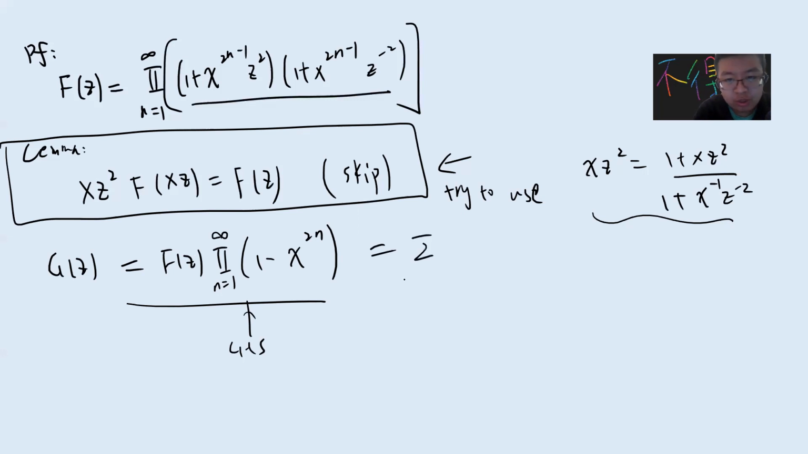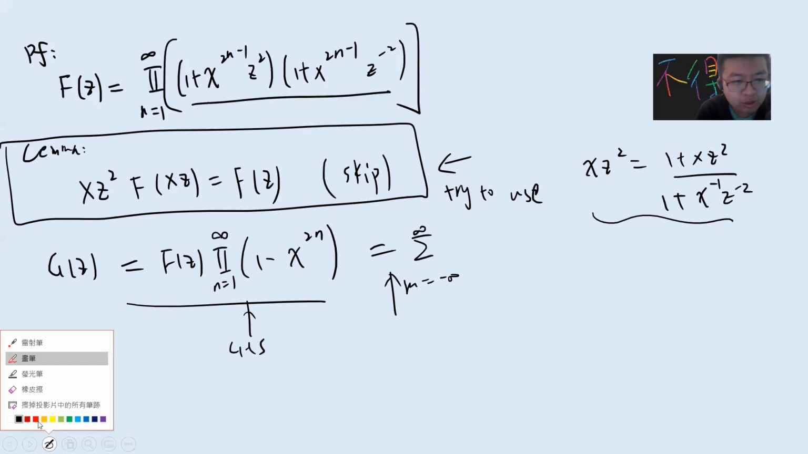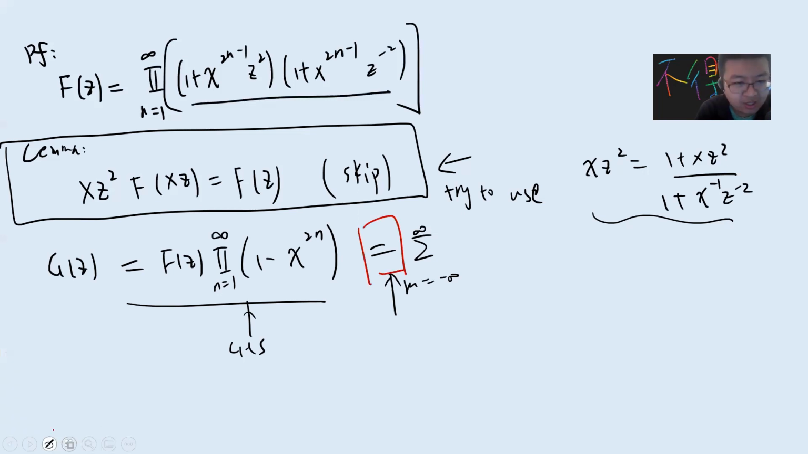So all I need to show is this. This is what I need to show. I need to prove this part is correct. I need to prove that this part is the sum of x^(m^2) z^m. Okay, so if I can prove this, then everything will be trivial.